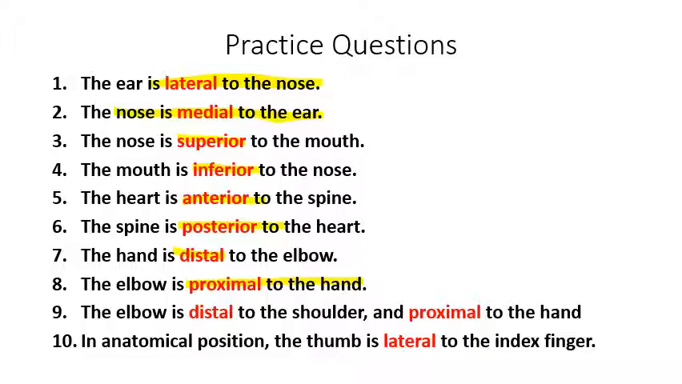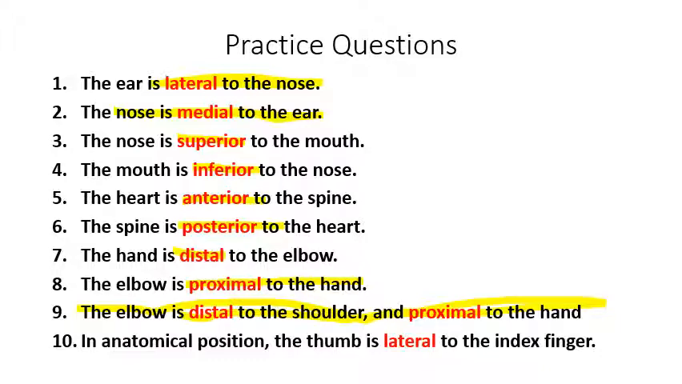Okay, then this is a good question. The elbow is distal to the shoulder but proximal to the hand. It's because the elbow is farther away from the torso than the shoulder, but it's also closer to the torso than the hand. So we say that the elbow is distal to the shoulder and proximal to the hand.